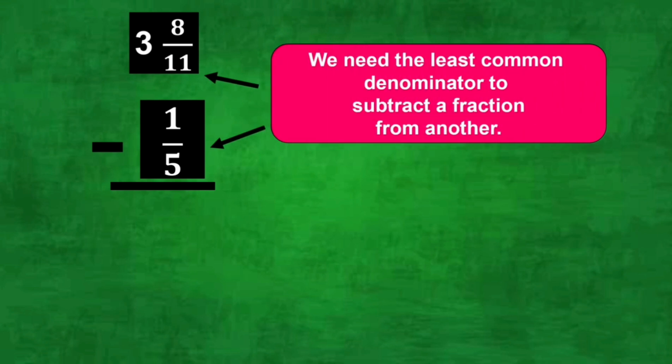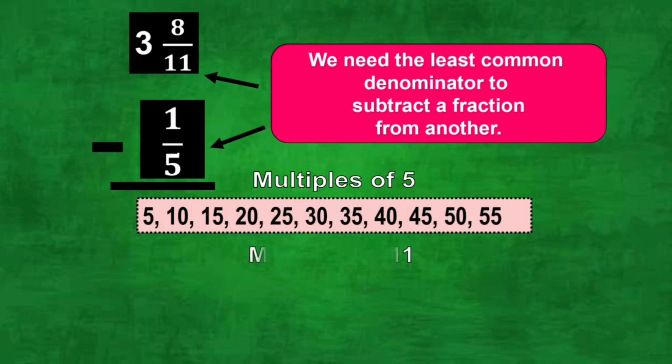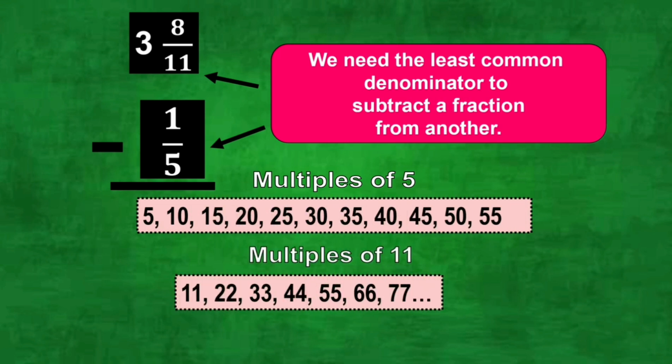Now let's have 3 and 8 over 11 minus 1/5. Again, we need the least common denominator to subtract a fraction from another. So list the multiples of 5 and the multiples of 11. So the least common denominator of 8 over 11 and 1/5 is 55.